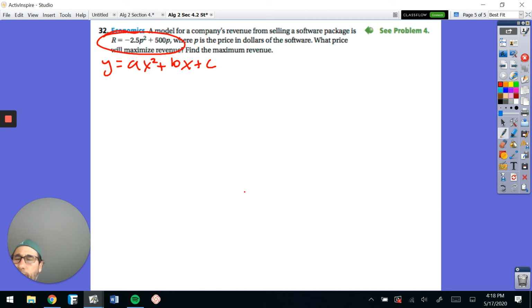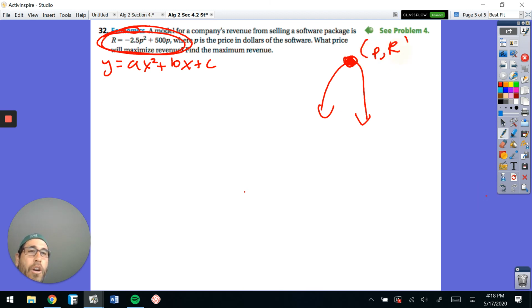Where p is the price in dollars, what price will maximize, find the maximum revenue. All right, so let's think about this. How do we usually find the maximum? Well, hopefully when you answer it at home, class, would that be a parabola going up or a parabola going down? If you said a parabola going down, you are awesome. That means it is a max. Okay? So now they're asking what price, P stands for price, so that would be the X. Okay? So what price is it that gives us that max? And what is the revenue? Revenue is the Y. Okay, so if you notice, it's just your P comma R, which is actually your H comma K.